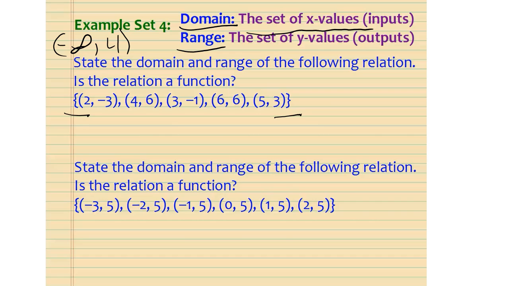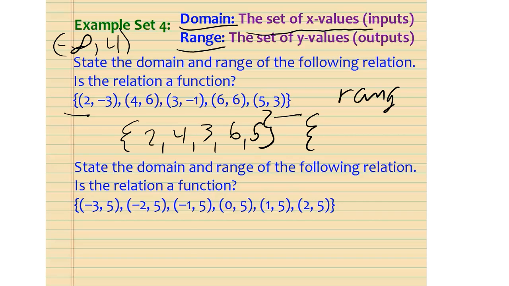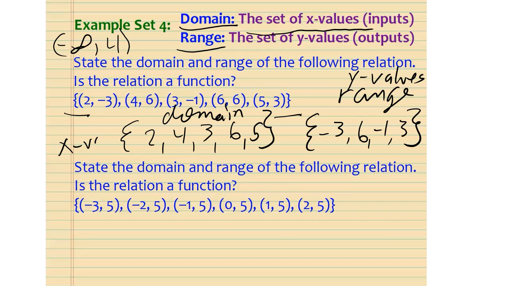And we can see that the x values here are 2, 4, 3, 6, and 5. And we can see that the y values, or the range, are negative 3, 6, negative 1, oh, 6. Do I have to write 6 again? No, I don't. And 3. The range is the set of all y values. The domain is the set of all x values.